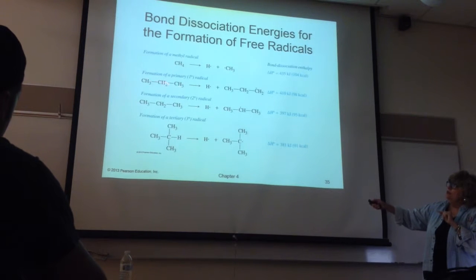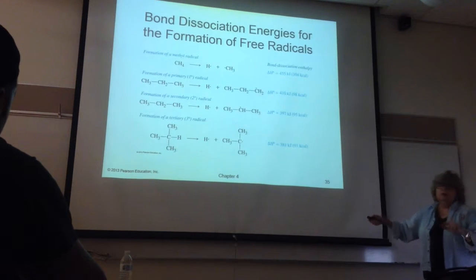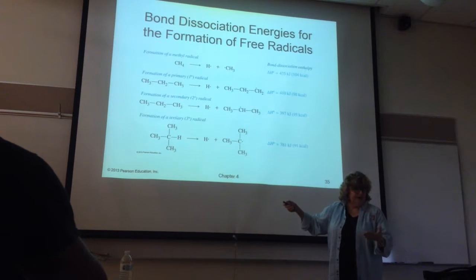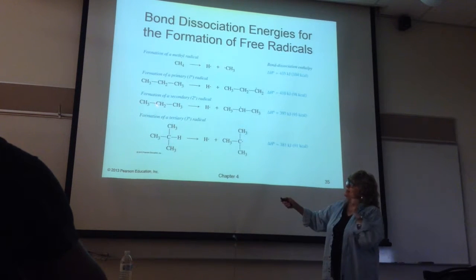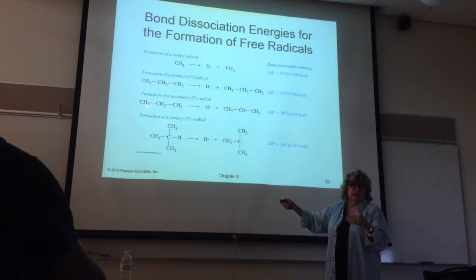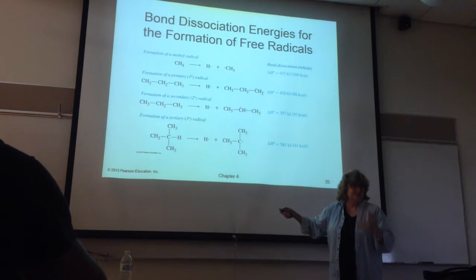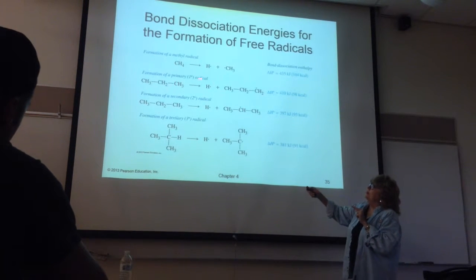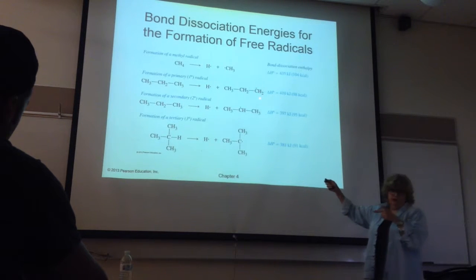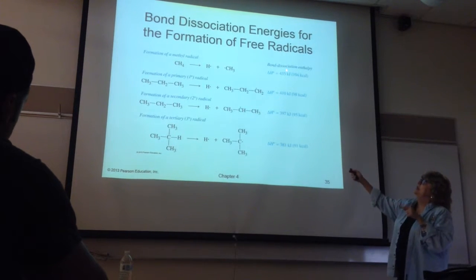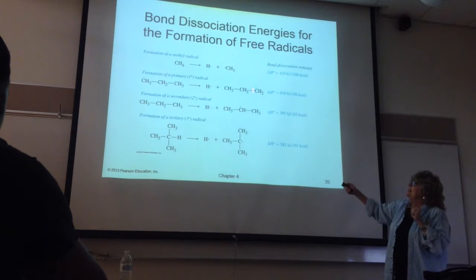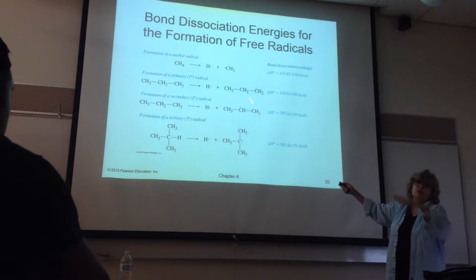I'm going to do the same thing with propane, and remember that propane had two different types of carbon. Propane has primary carbons. The hydrogens on primary carbons are called primary hydrogens. Propane has a secondary carbon. The secondary carbon has hydrogens that are also called secondary hydrogens, okay? And when I break a primary carbon-hydrogen bond, it takes a lot less energy. It only took 410.